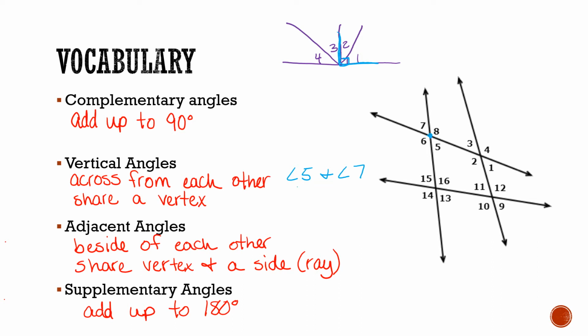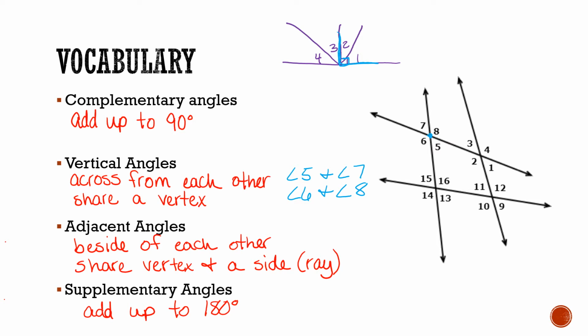Also across from each other would be angles 6 and 8. 3 and 1 would be across from each other. 2 and 4, 15 and 13, 14 and 16, 11 and 9, and 10 and 12. All of those would be vertical angles. Okay, they're kind of making a V and sharing that vertex with each other.